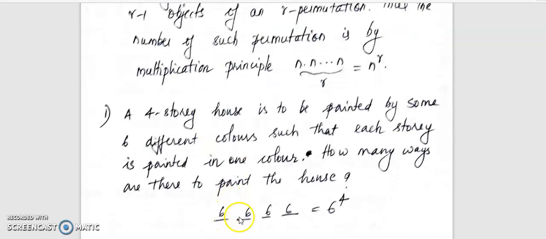So there are 4 stories for the building. For the first story you will have 6 choices, and for the second one again 6 are there because repetition is allowed. It is said that any color can be used. For the third also there are 6, and for the fourth also there are 6. So this is the permutation with repetition involved. Therefore the number of ways to paint will be equal to 6 raised to 4. So that is the required number of ways.